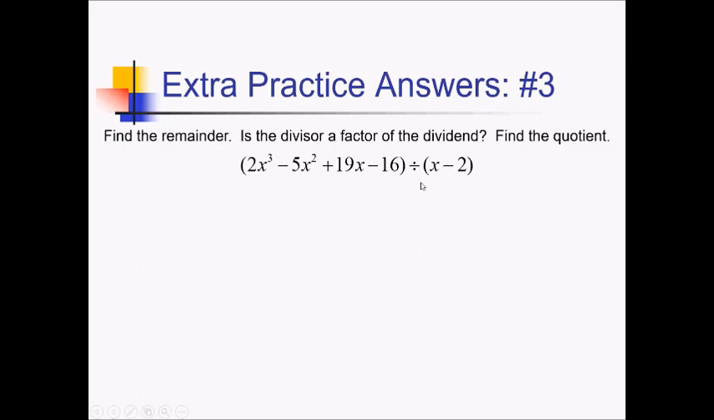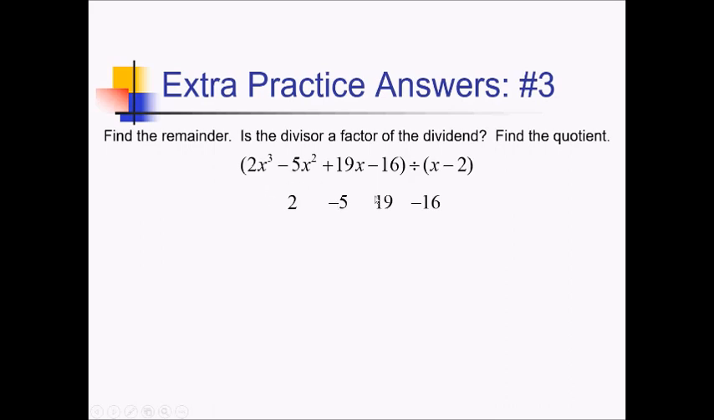To figure out the remainder from this division and all this other stuff, we have to use synthetic division. So let me start by writing the coefficients of my dividend here. That's going to be a 2 for the 2x cubed, a minus 5, a 19, and the negative 16. Since there were no missing terms, that means I have no placeholder zeros I have to worry about.